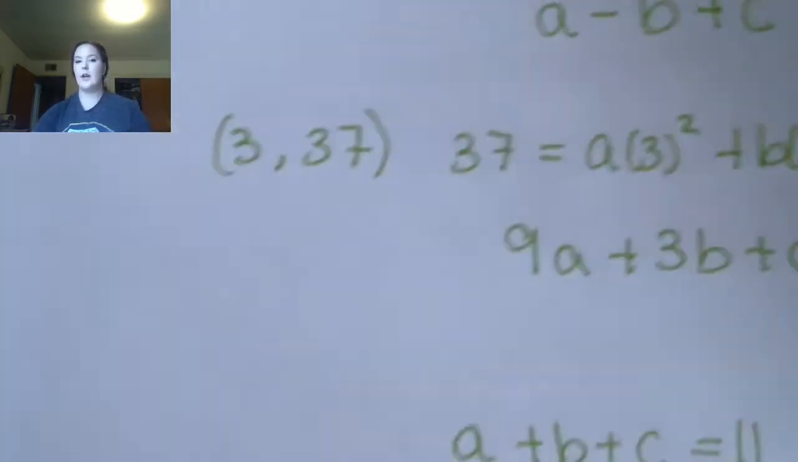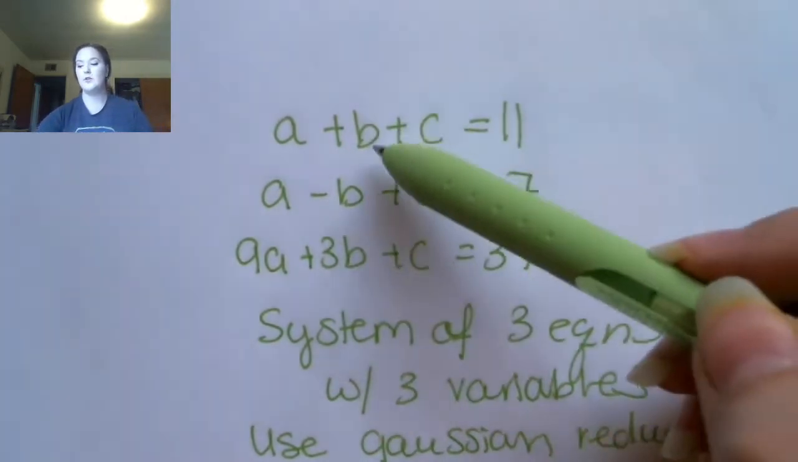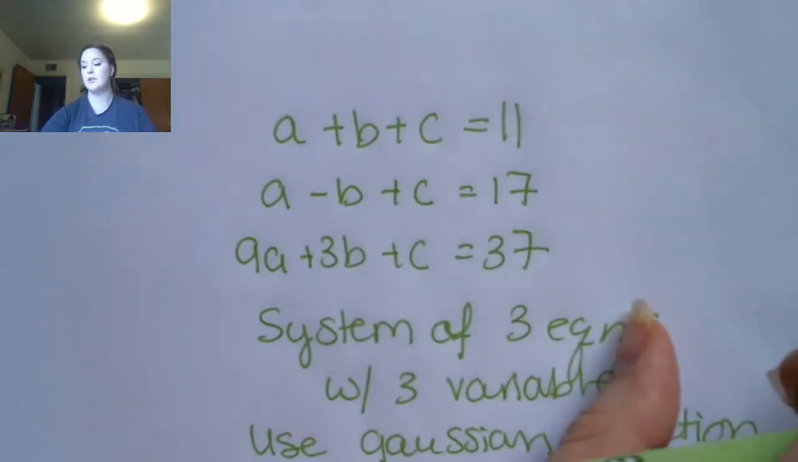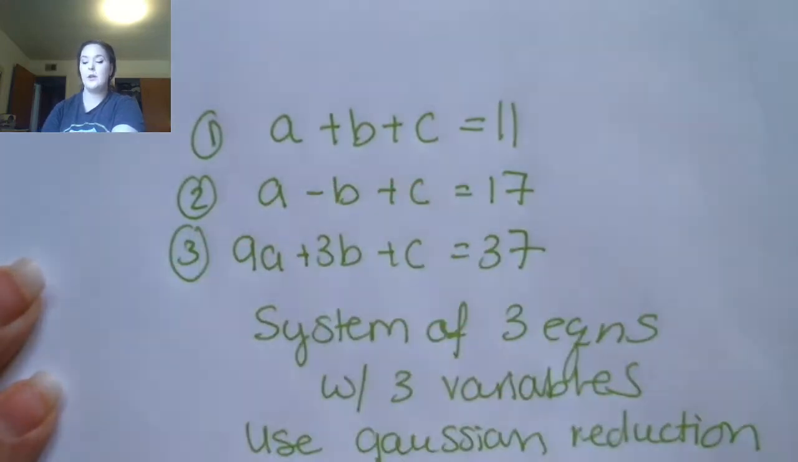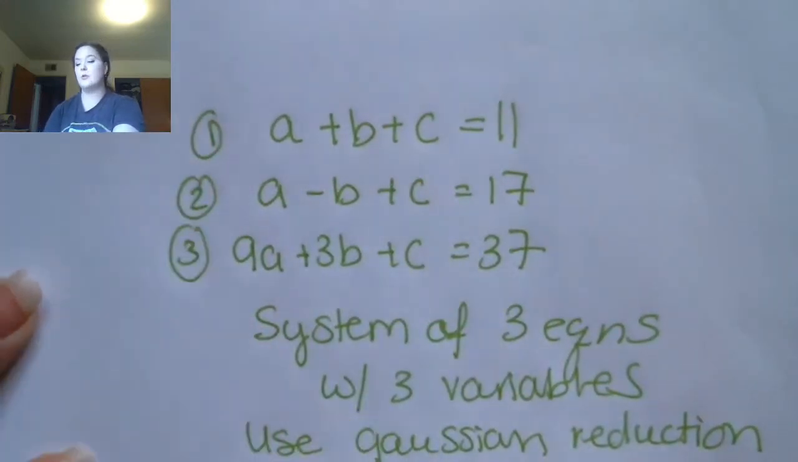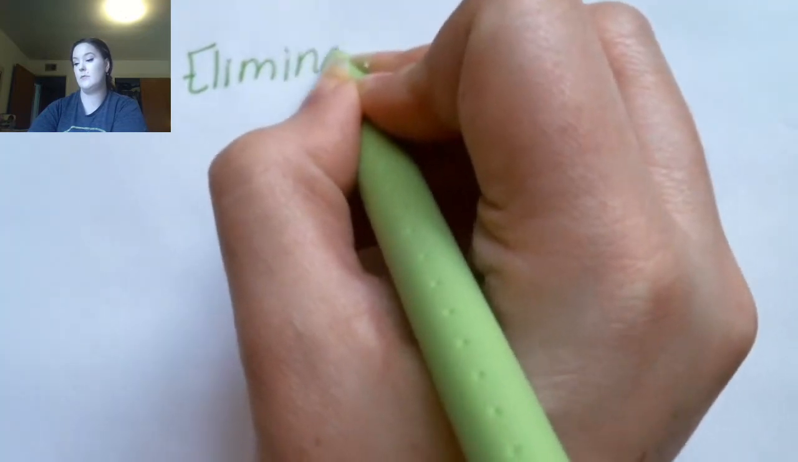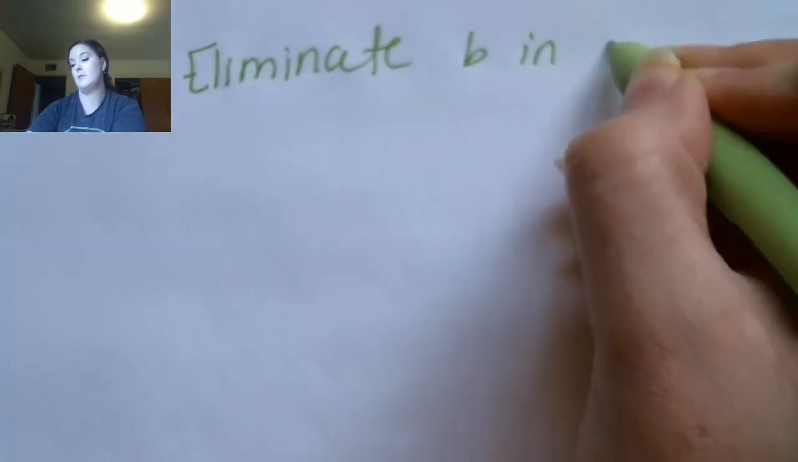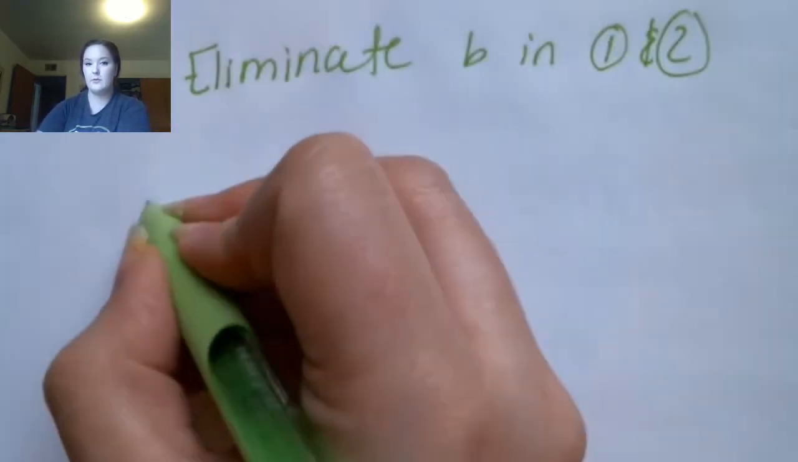When we're doing Gaussian reduction, we want to look at the set of equations, which is here, and we're going to say what variable we're going to eliminate. You can see the b's are already set up for elimination. I'm going to number my equations here. I'm going to use equations 1 and 2, and I'm going to eliminate b. So this is my plan. I'm just going to add them together.